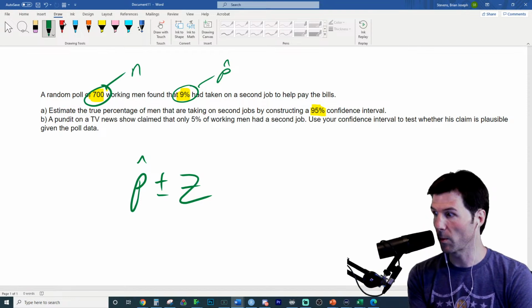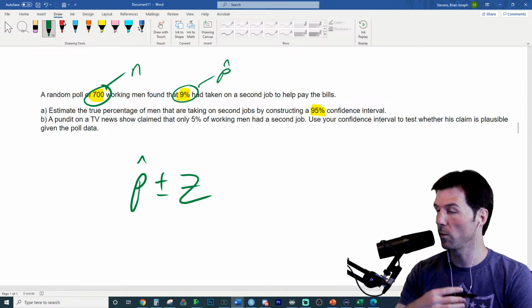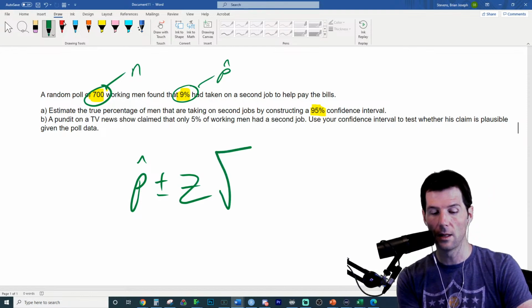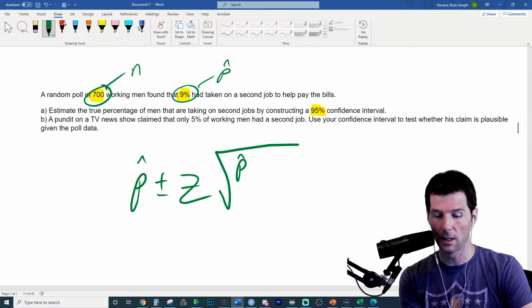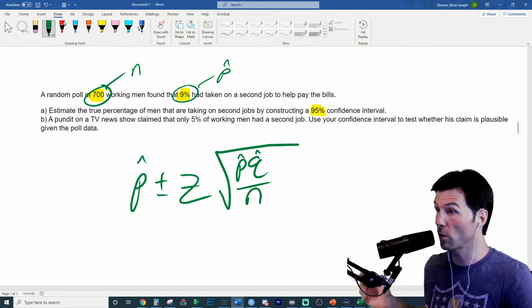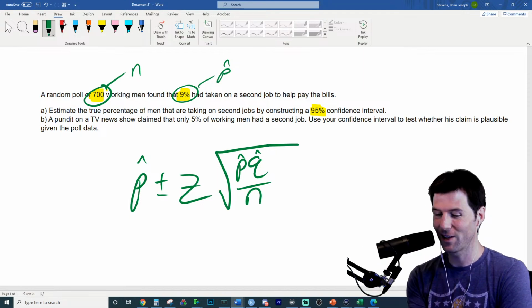P hat, which is our sample proportion, plus or minus a z-score, which is going to be the percent confidence we go out on the curve. And then right here we have the standard error, which is the square root of p hat times q hat over n. Q hat, so what would q hat be right here? I'll let you take a moment to think about it.